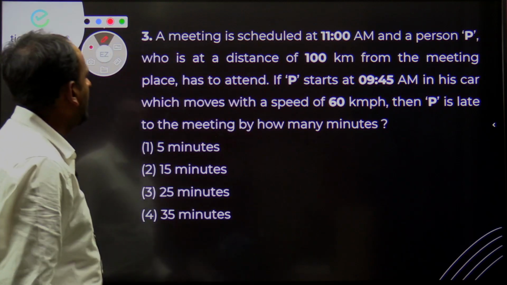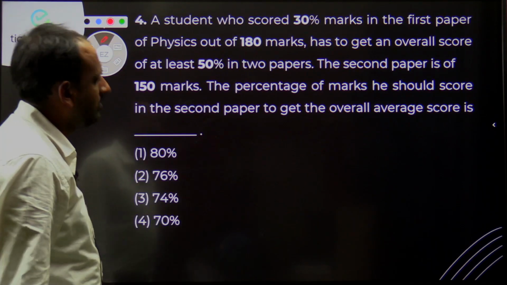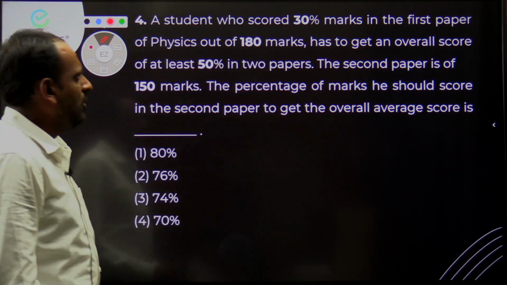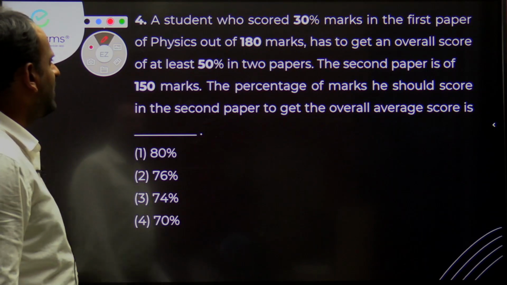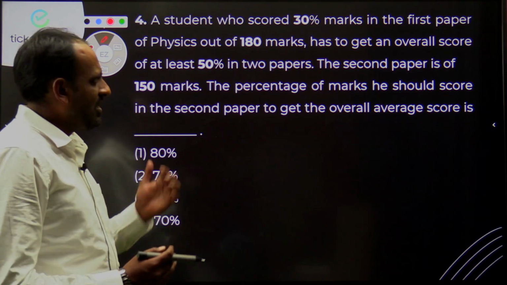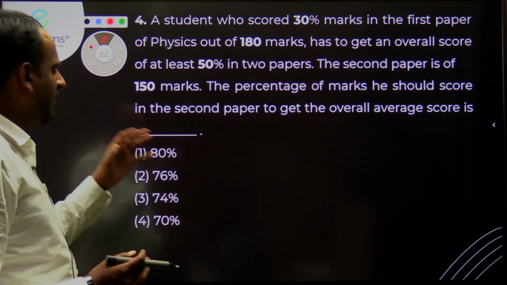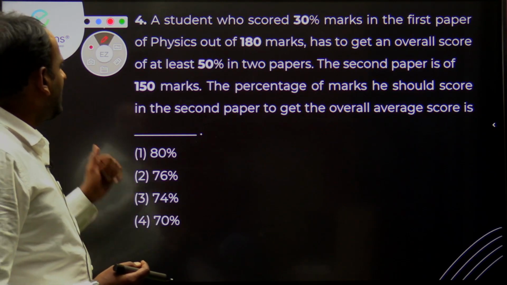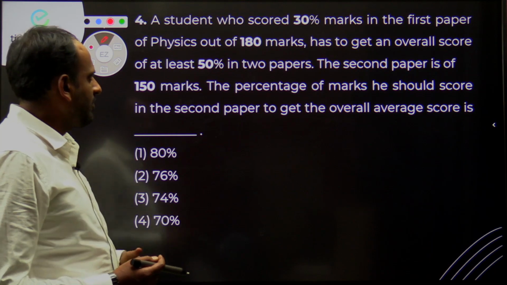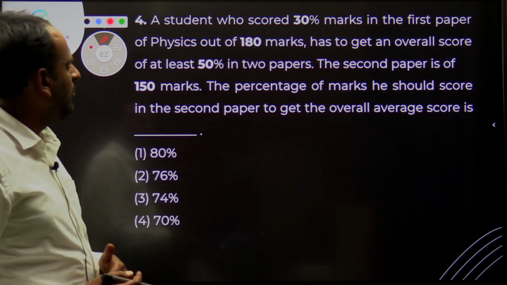So let us look at the next question. A student who scored 30% marks in the first paper of physics out of 180 marks has to get an overall score of at least 50% in 2 papers. Now, the second paper is of marks 150. So let us try to understand this question.